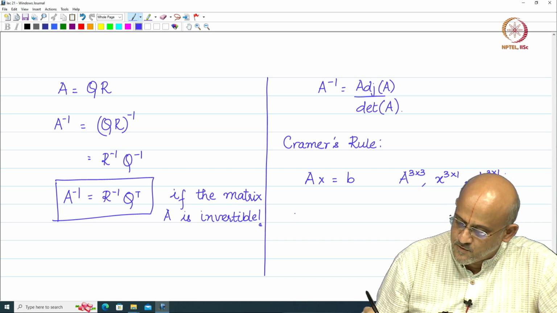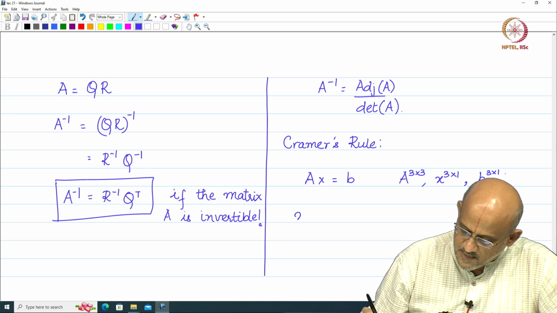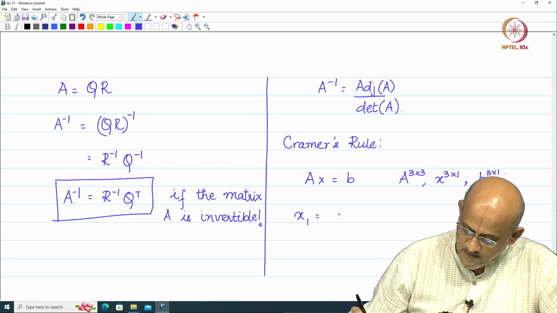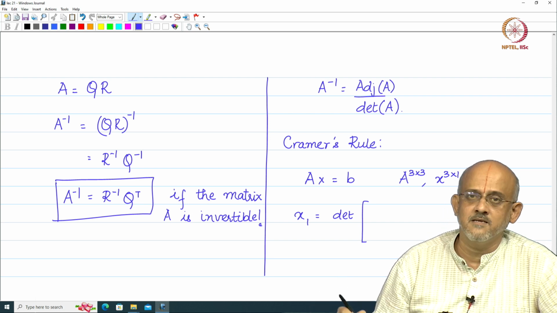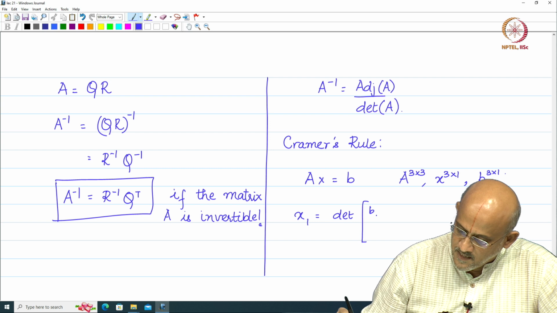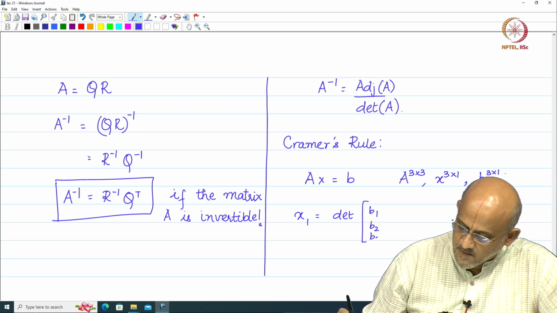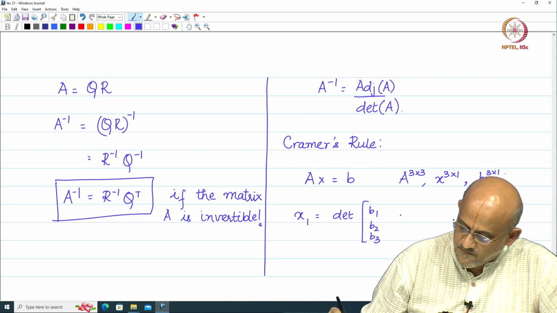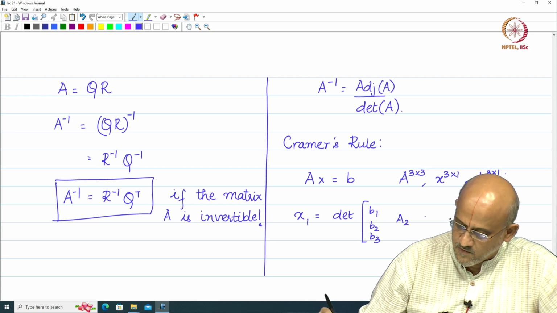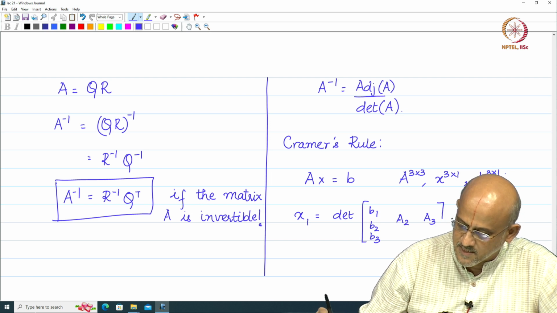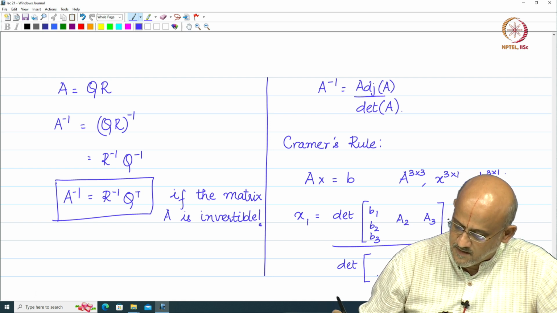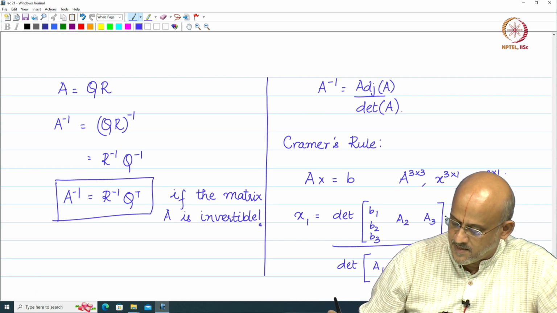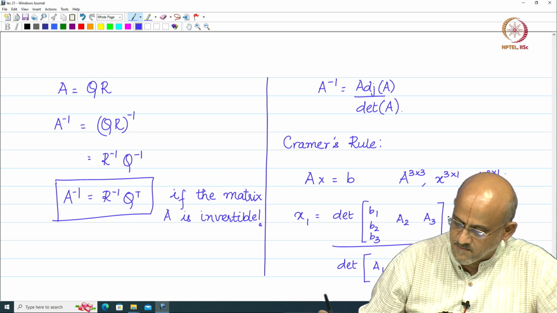Now how did we get the values of x1, x2, x3? We said that x1 is basically the determinant of this matrix, where we replace the first column of the matrix A with the right hand side vector B. So we wrote this as B1, B2, B3, then we had the second column of matrix A which is A2, and the third column of the matrix which was A3. This is exactly what we had, and we said that divided by the determinant of the original matrix that we had, A1, A2, A3, right.